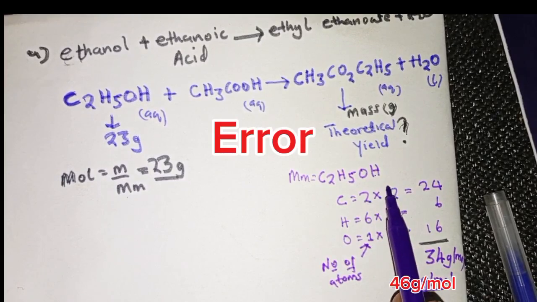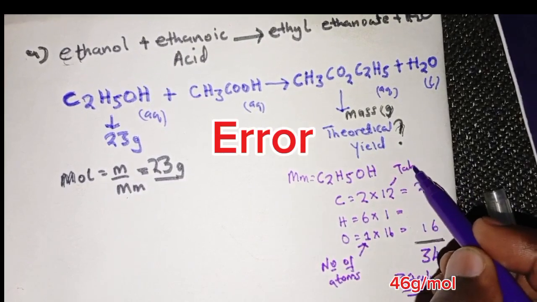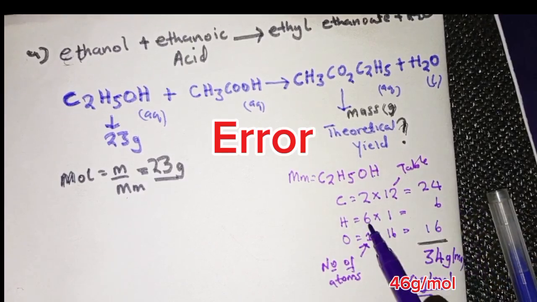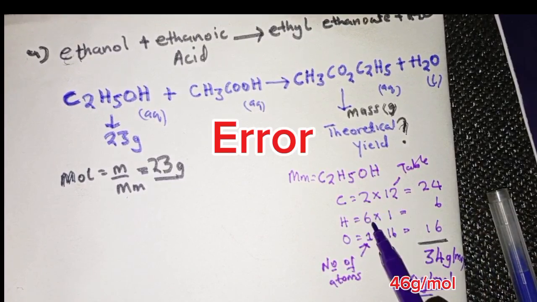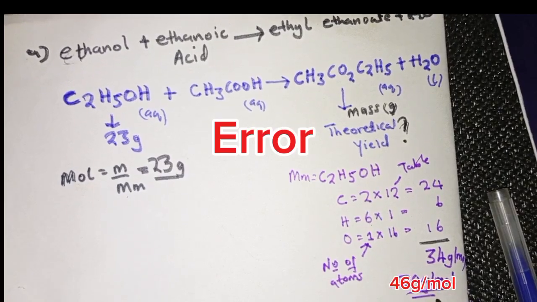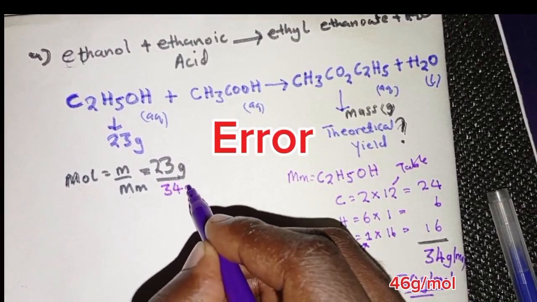Times the mass of carbon is what? 12. You check on the periodic table. You get 24. Hydrogen, there are how many? This tells you there are 5 plus 1, 6. The mass is 6. This is 1, so which is 6. Oxygen is just 1. So you get 34 grams per mole. So you write it here, 34 grams per mole.